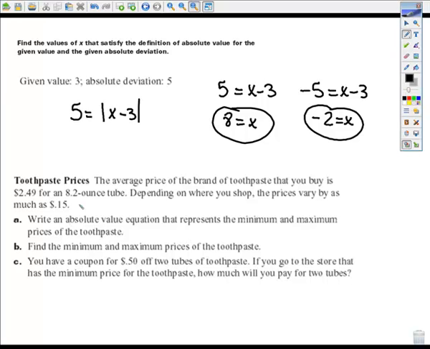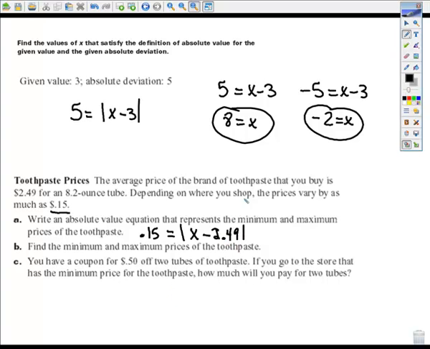All right, toothpaste prices. The average price of the brand of toothpaste that you buy is $2.49 for an 8 and 2/10 ounce tube. Depending on where you shop, the prices vary as much as 15 cents. So they want us first to write an equation. So the absolute deviation is 15 cents. That equals the absolute value of x minus the cost they give us, $2.49.